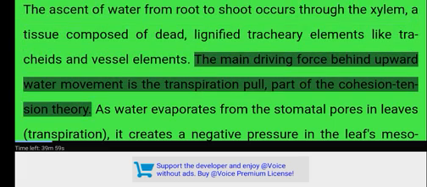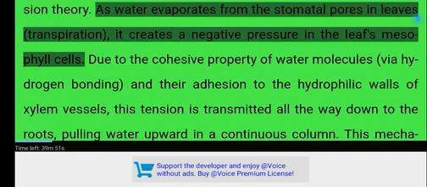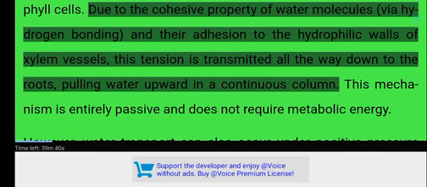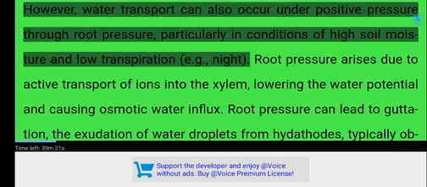The main driving force behind upward water movement is the transpiration pull, part of the cohesion-tension theory. As water evaporates from the stomatal pores in leaves, it creates negative pressure in the leaf's mesophyll cells. Due to the cohesive property of water molecules via hydrogen bonding and their adhesion to the hydrophilic walls of xylem vessels, this tension is transmitted all the way down to the roots, pulling water upward in a continuous column. This mechanism is entirely passive and does not require metabolic energy.